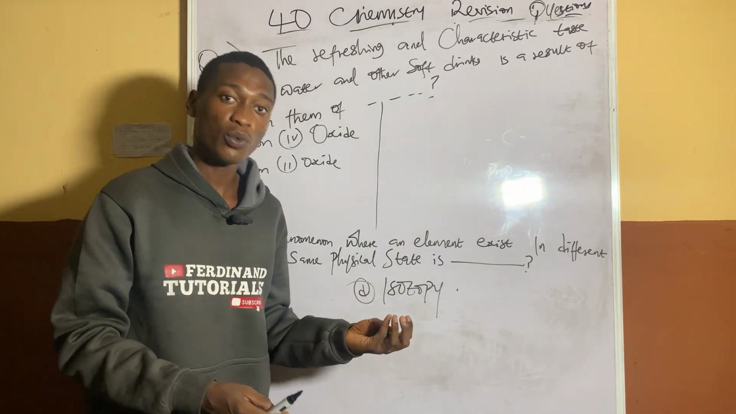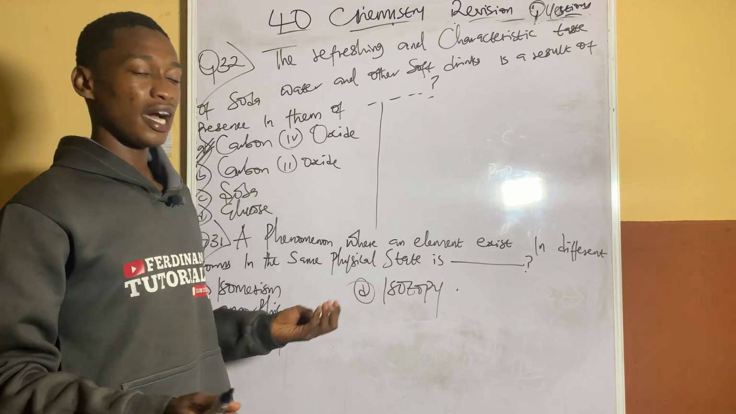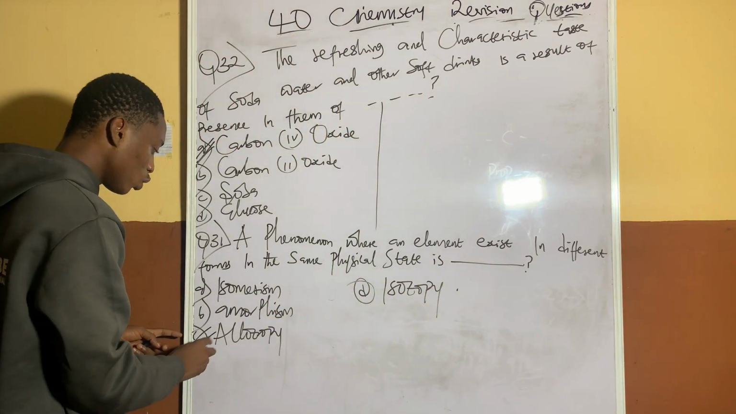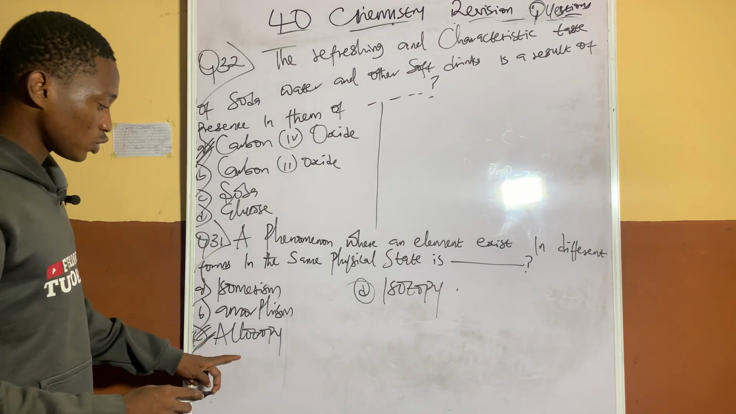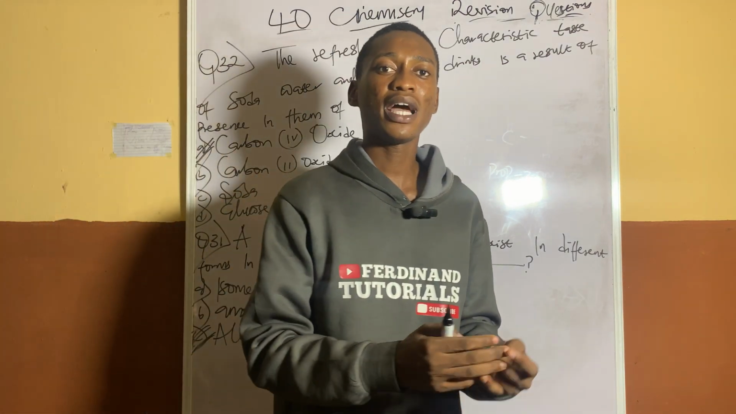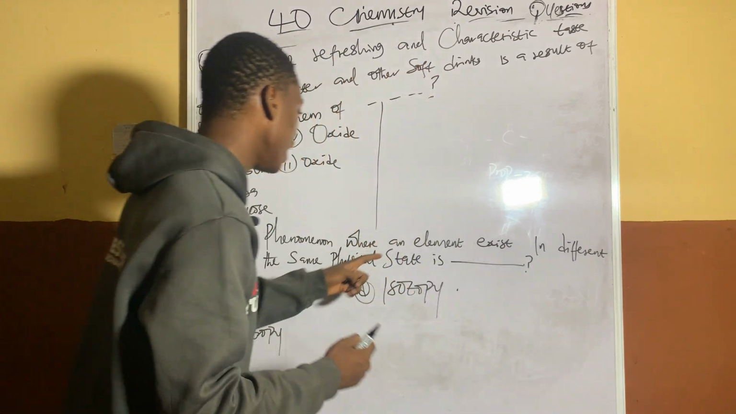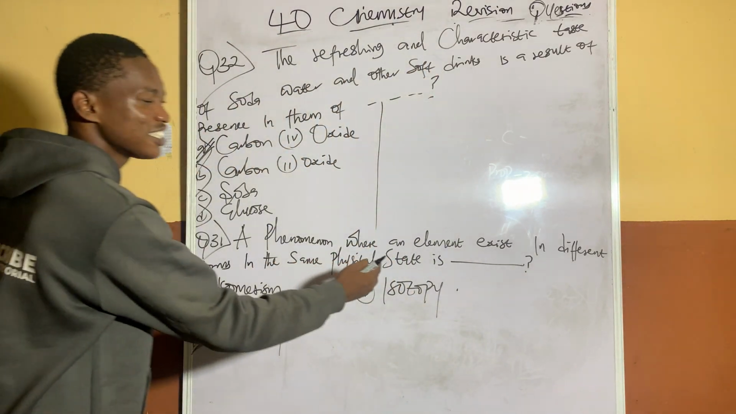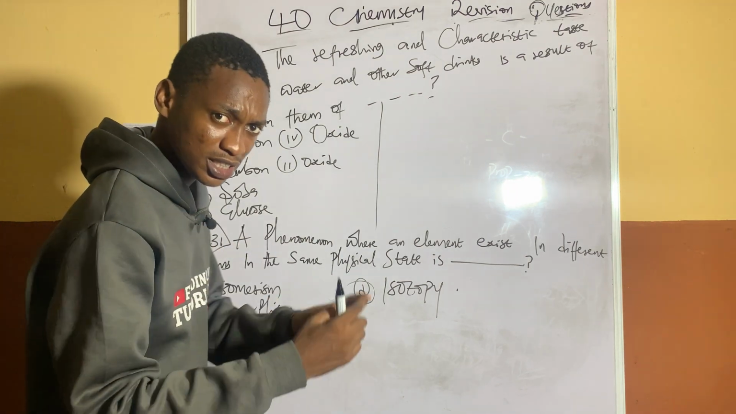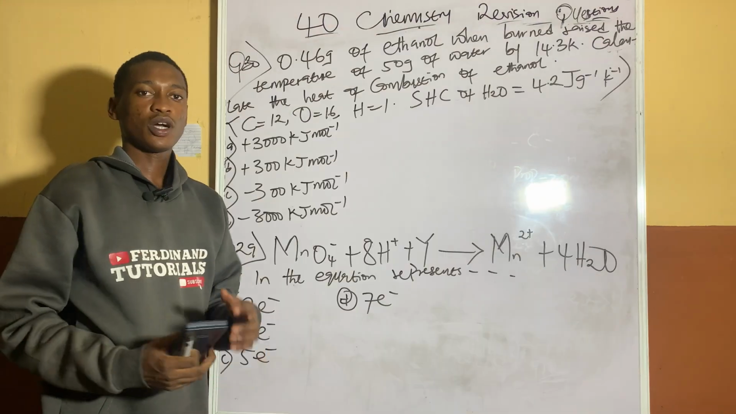In isotopy, what are we focusing on? In isotopy, we are saying they have the same atomic number but different mass number. So the answer is allotropy. That's why in carbon, there are different allotropes of carbon. We have diamond, we have graphite. All of them exist in the same physical state, but in different forms.